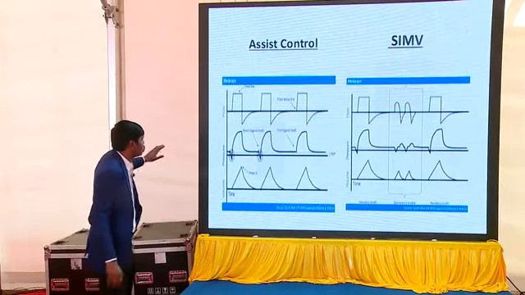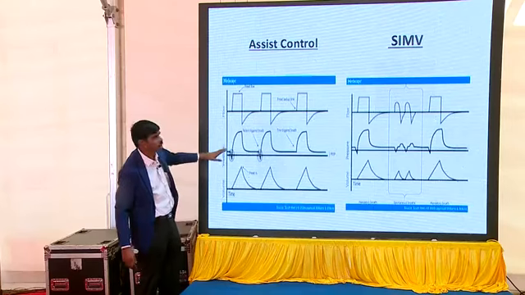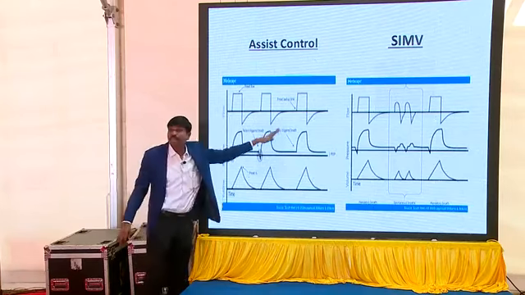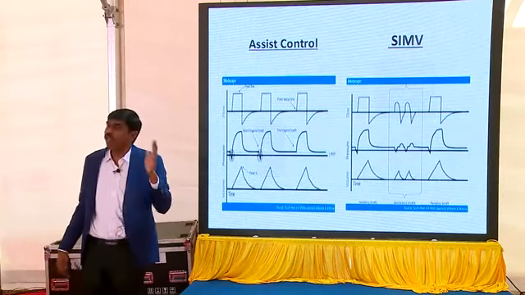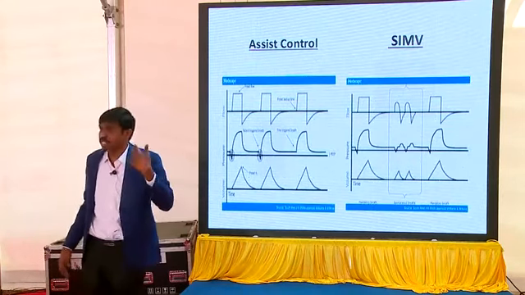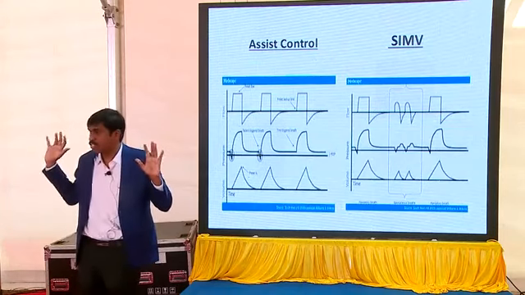So you find that all the breaths, irrespective, sorry for the quality, all the breaths would be supported. Either an assisted breath, assisted means the baby initiates and the machine is going to support or assist, whereas control is entirely the machine. That's the assist control.